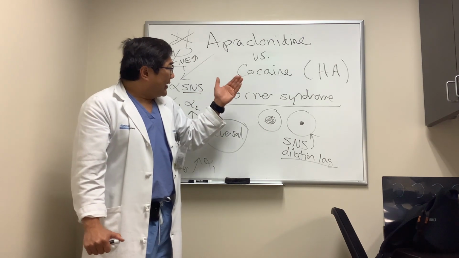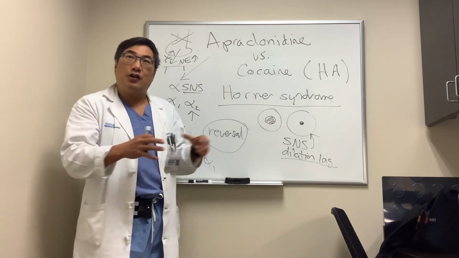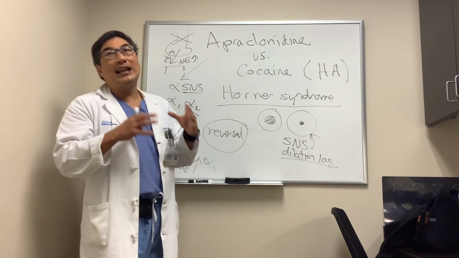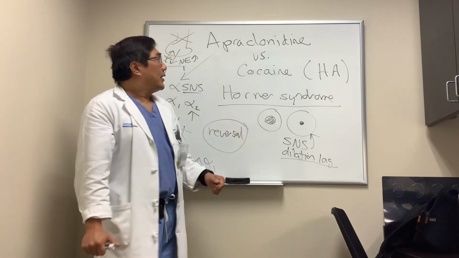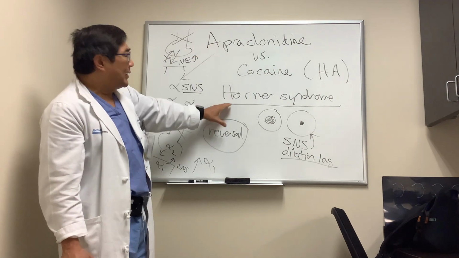So it's not the same effect as apraclonidine. Apraclonidine makes the little pupil dilate. In cocaine, the little pupil doesn't dilate, either not at all or less than the normal pupil. And that is how you interpret these two tests, apraclonidine and cocaine, in the Horner syndrome.